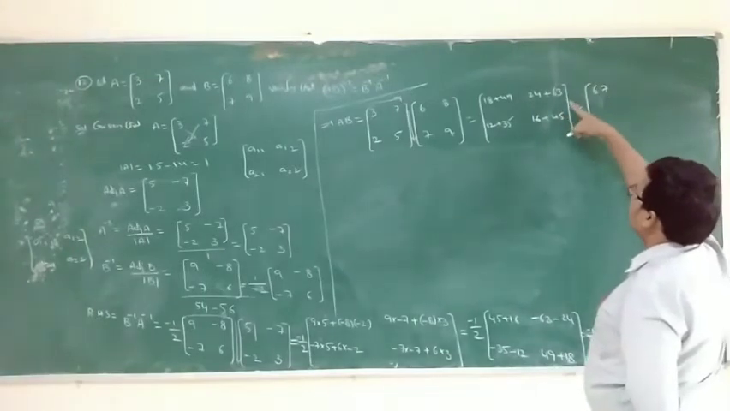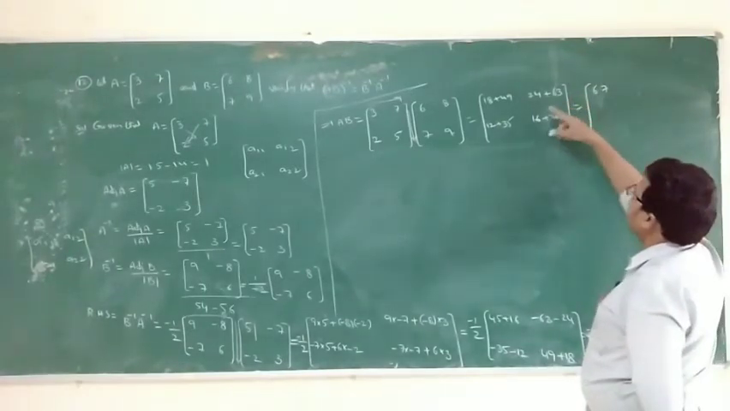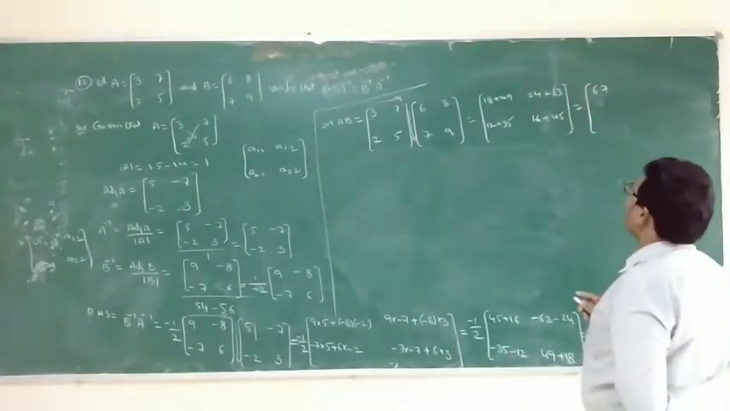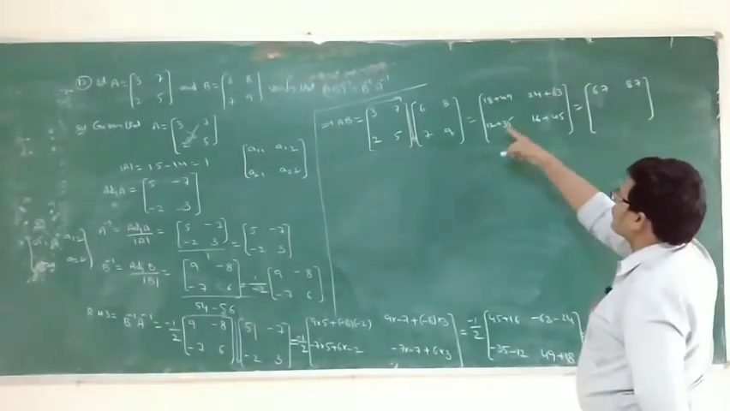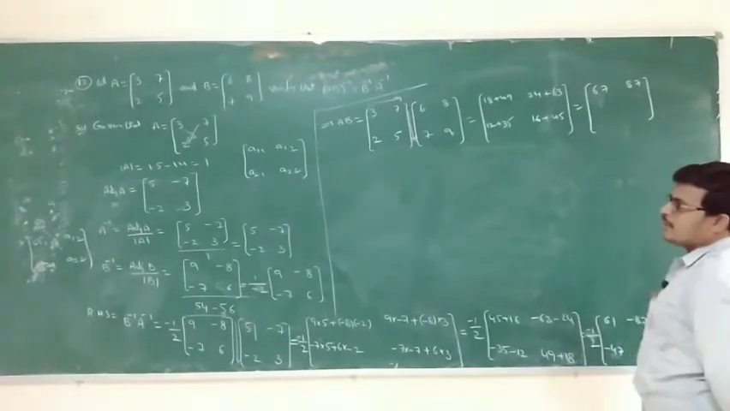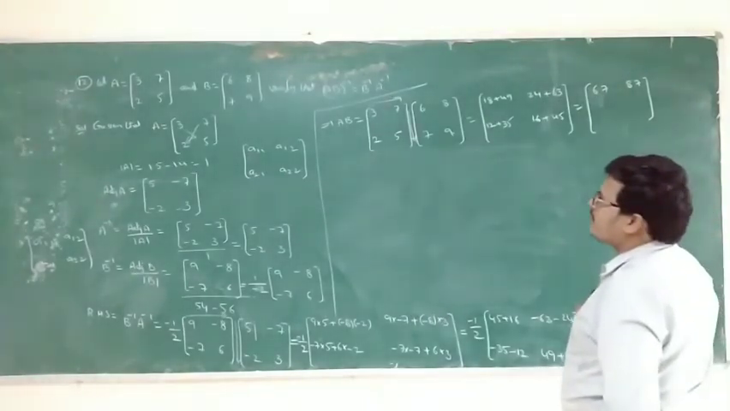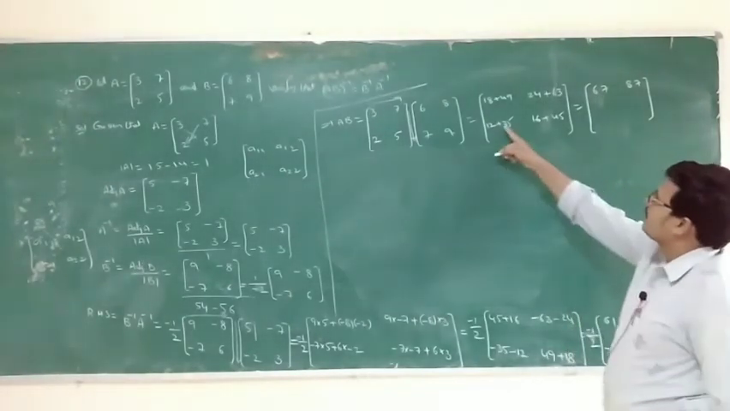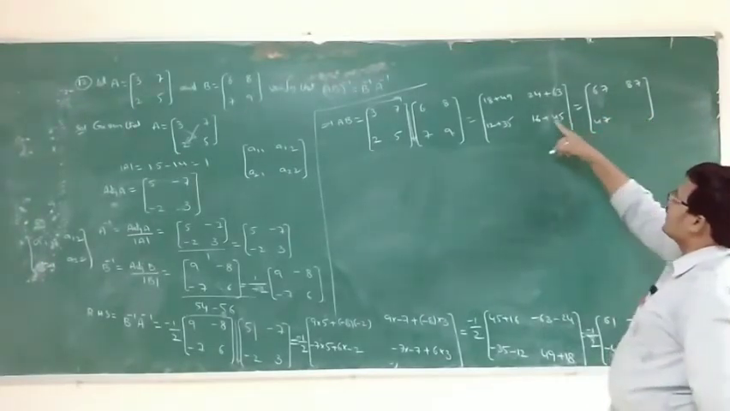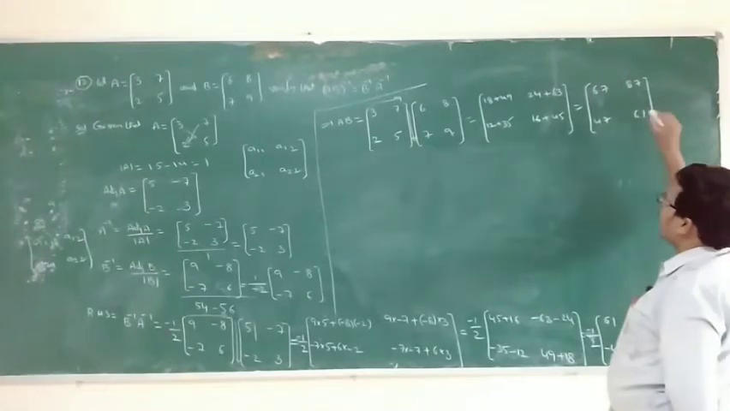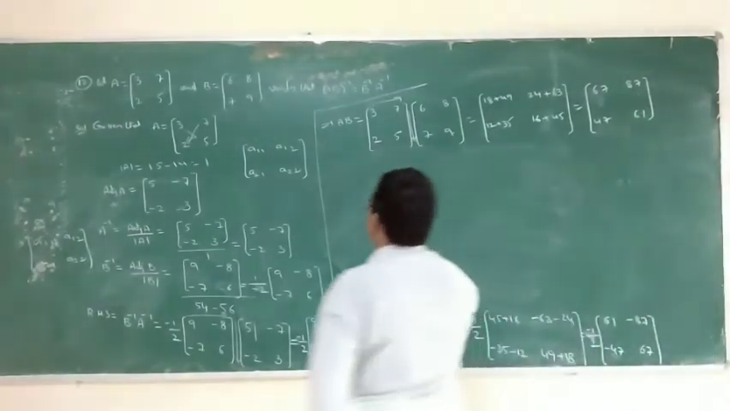Next, 24 plus 63, 87. Next, 12 plus 35 is equal to 47. Next, 16 plus 45, 61. This is AB.